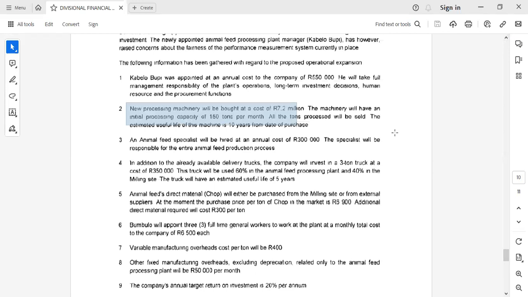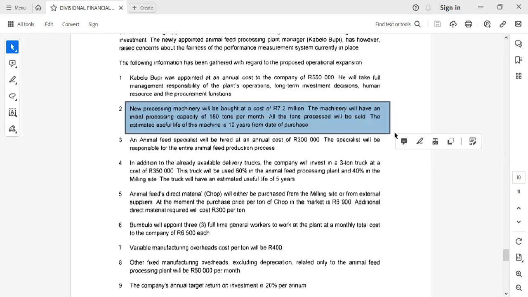The new processing machinery will be bought at a cost of 7.2 million. The machinery will have an initial processing capacity of 150 tons per month. So it's 150 tons per month. All the tons processed will be sold. That means there will be no inventory. The estimated useful life of this machine is 10 years from the date of purchase.